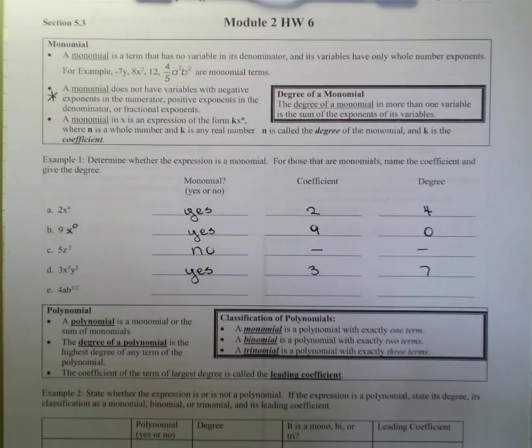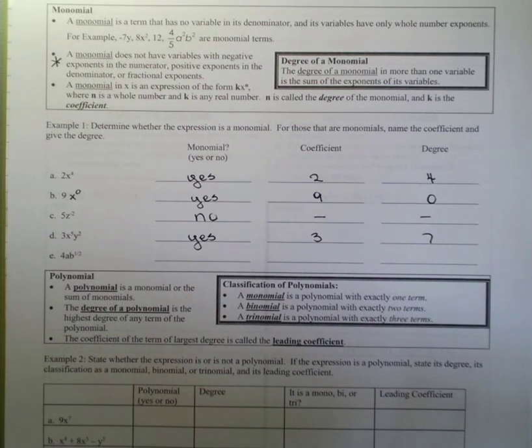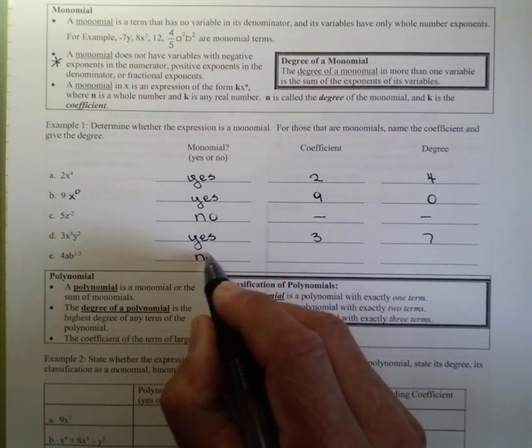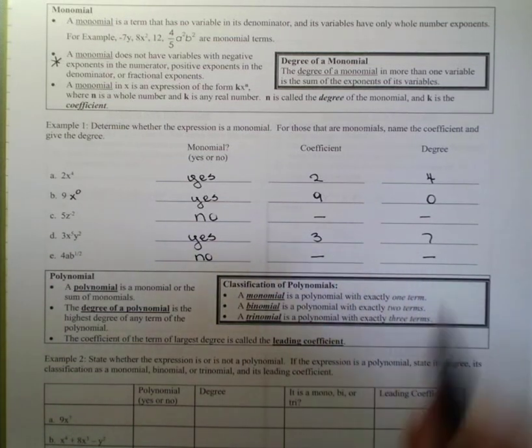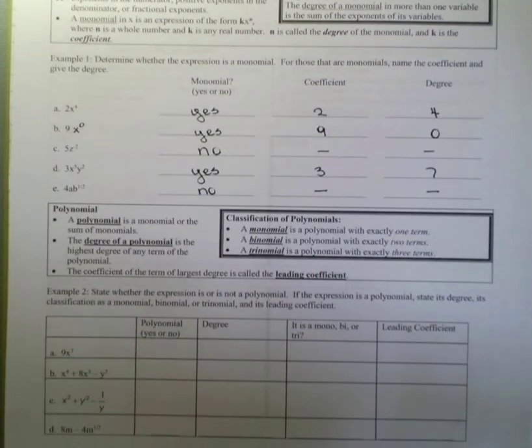Next, I've got 4ab to the power of 1/2. Now that is a fractional exponent, so this is not a monomial, and we don't really have to answer the coefficient and degree questions then. So, having taken care of monomials, now let's talk about what a polynomial is.